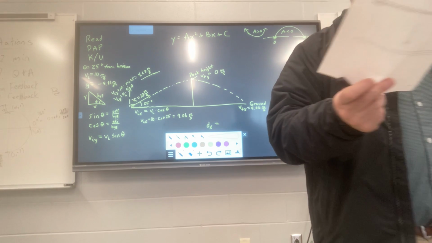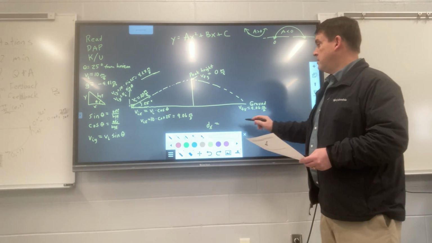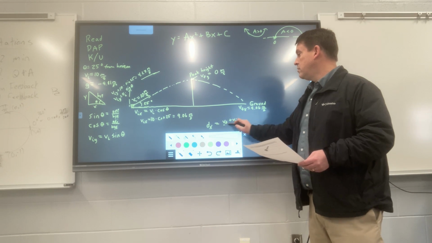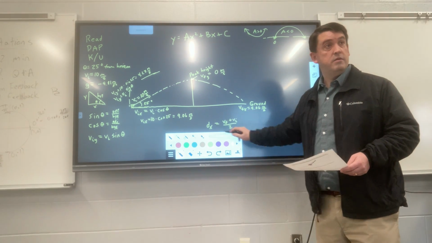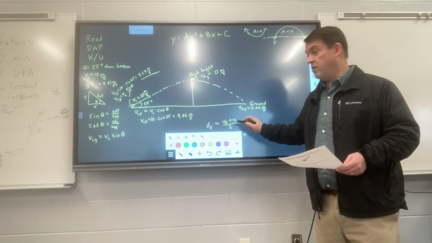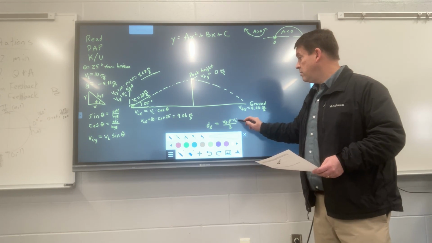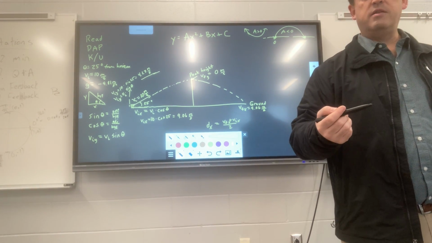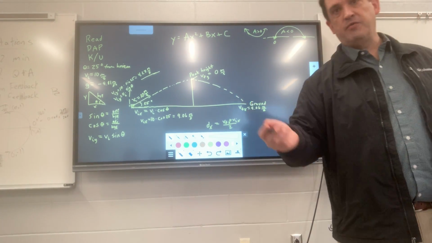What's the easiest equation there? V initial plus V final over 2 times time. Which is what? What's that called? The total or average velocity. I'm adding them two together and then dividing by 2, right?